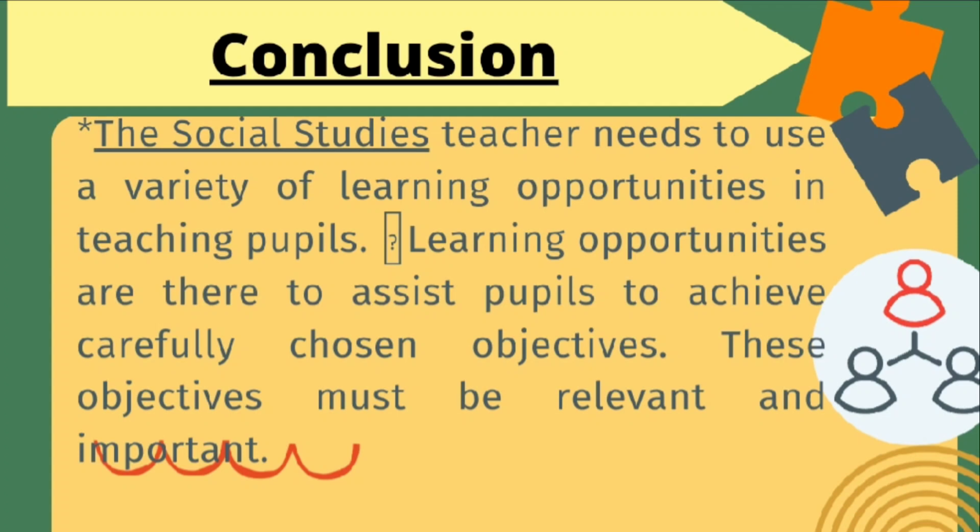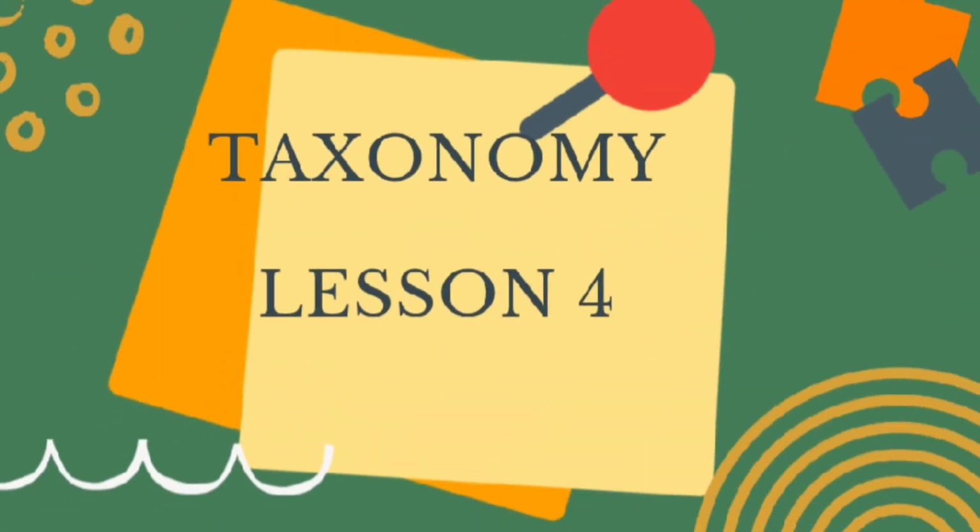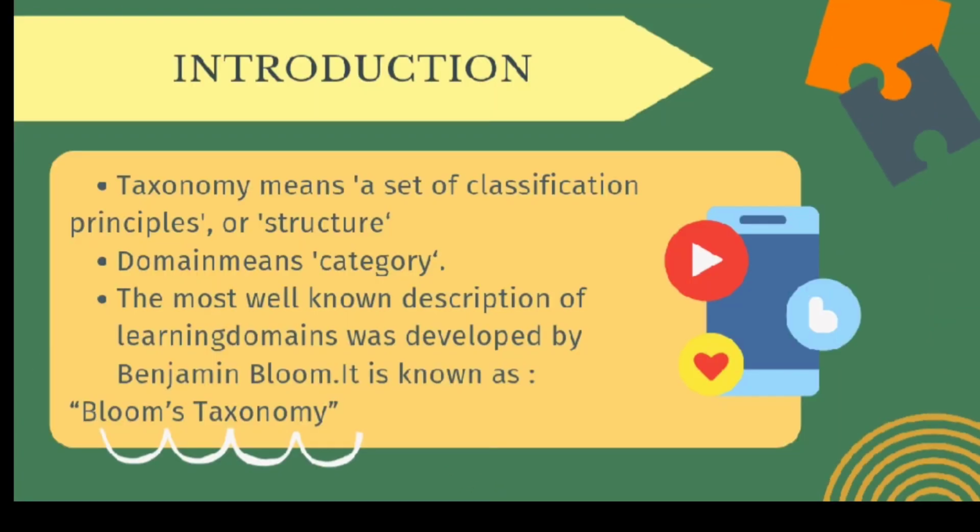Now, let's go with lesson 4, taxonomy. Taxonomy means a set of classification principles or structure. So when we see it, the components are there that we should learn about what taxonomy is. It means a set of classification principles or structure of how students learn.